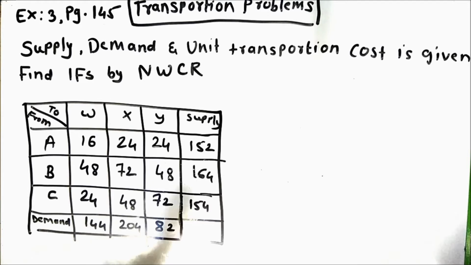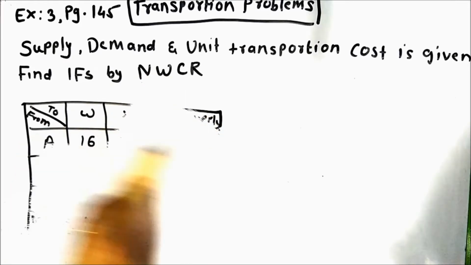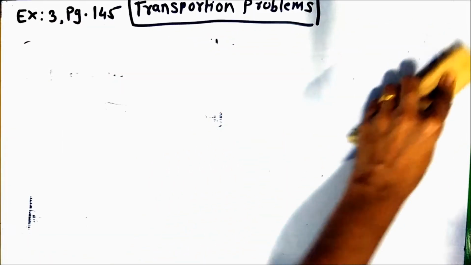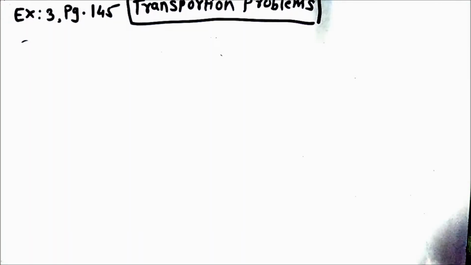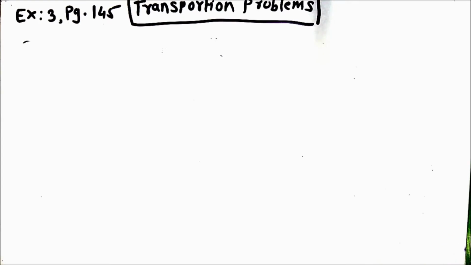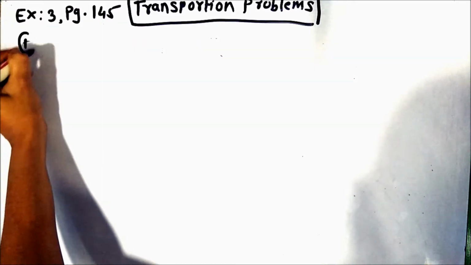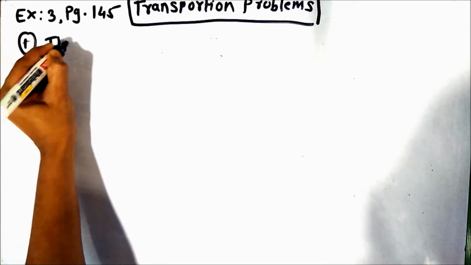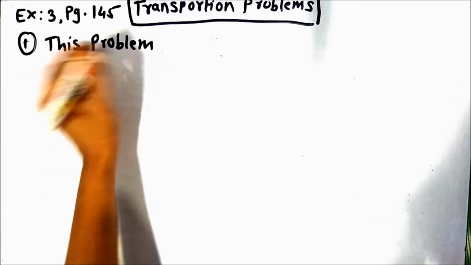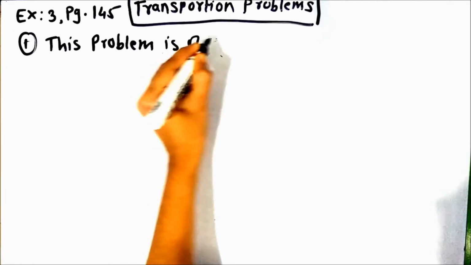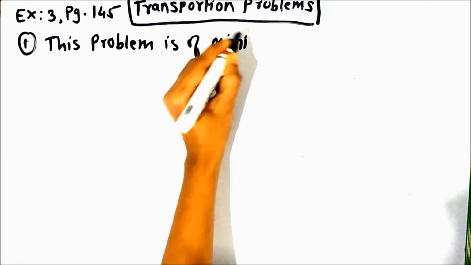We have to solve the initial feasible solution step by step. Our first step is to find out whether the problem is of minimization or maximization. As I have already told you, the word cost is mentioned, which means this problem is of minimization. Minimization problem.